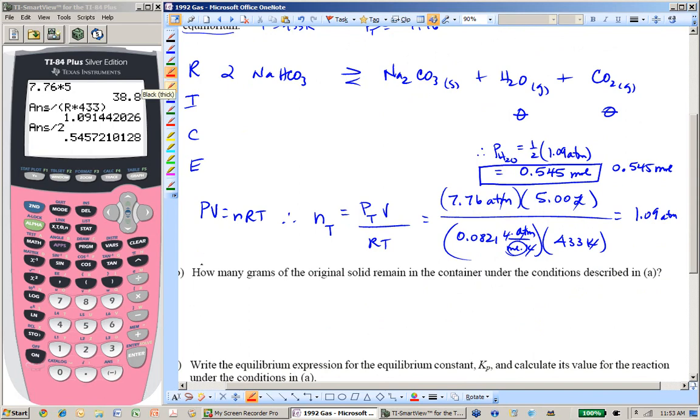Okay, so that means a point for subbing the P, the V, the R, and the N. So a point for just using PV=nRT properly. A point for the 433, not being fooled by that. And a point for the final answer, realizing that you have to cut that in half.